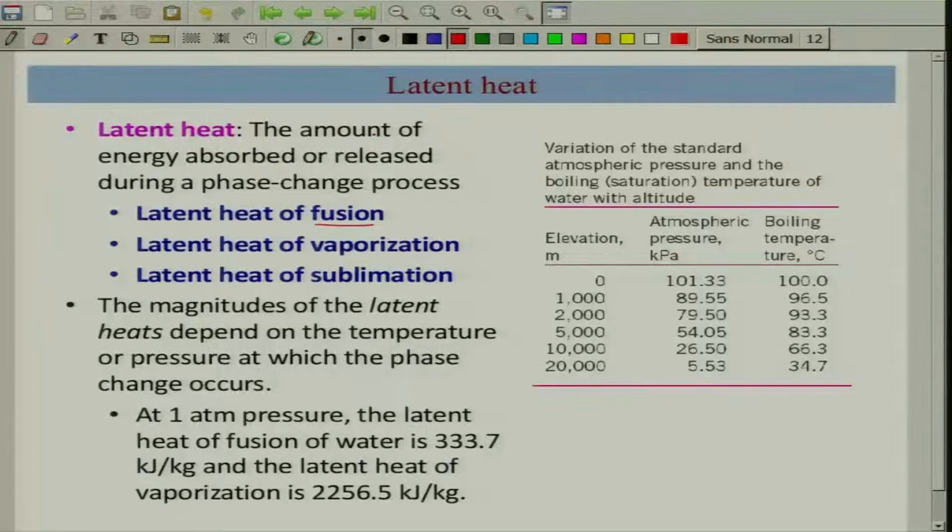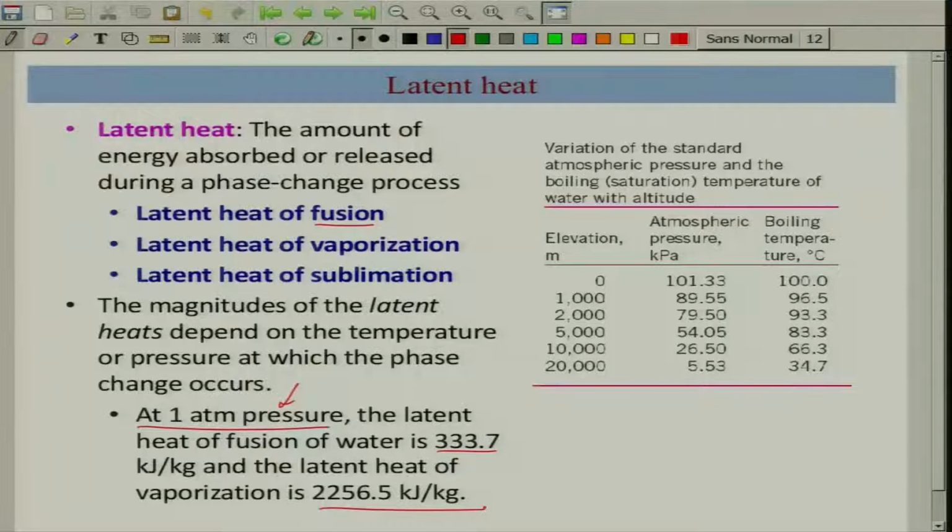Similarly, you will have the latent heat of vaporization, which is the heat associated with vaporization, and likewise for sublimation. The magnitude of the latent heat depends on the temperature and pressure at which the phase change occurs. Consider this example at a pressure of 1 atmosphere: the latent heat of fusion of water is 333.7 kilojoules per kg. But the corresponding latent heat of vaporization is much higher.